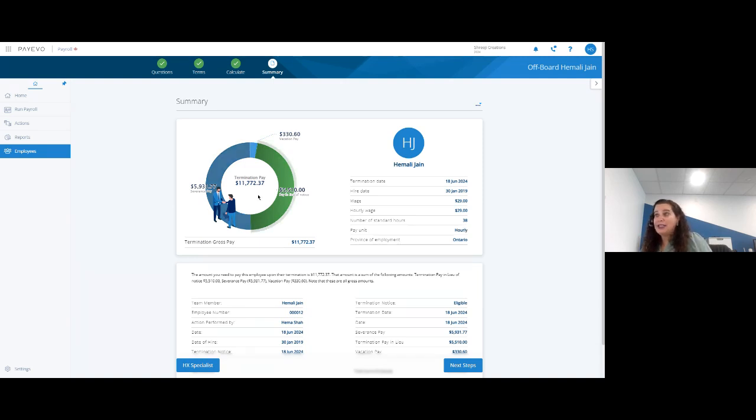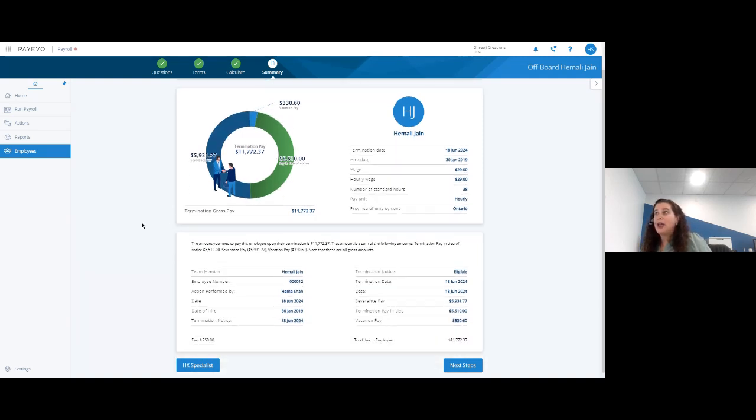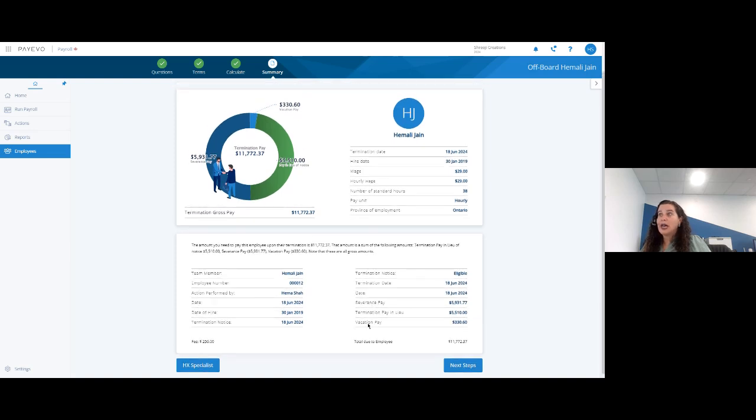So here I have it. Let's have a quick look at what we see on the page. Well, we've got all the information that we put into the tool. We've got information about the employee, when they were hired, when we gave them notice, and whether they're eligible for termination notice, their termination date, their severance pay, their termination pay in lieu. Wow, that's a lot.